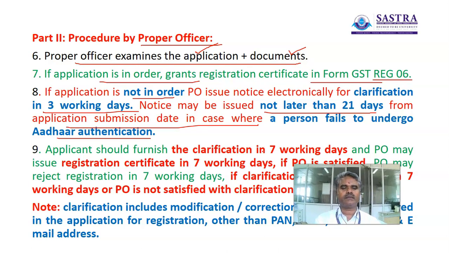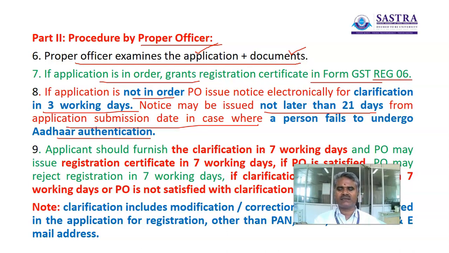The proper officer may issue the registration certificate in 7 working days if the PO is satisfied. If he is satisfied with your clarifications and additional documents, the proper officer will immediately issue the registration certificate. It should be within 7 working days from the previous 7 working days. This is very, very important.